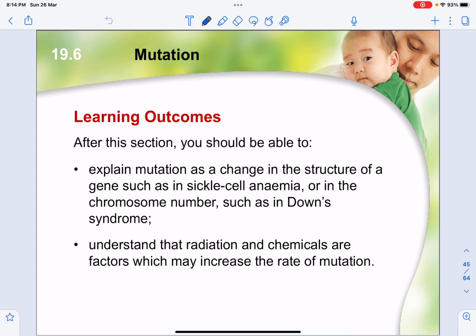Okay, so today we'll be talking about mutation and selection. So over here we'll be learning about mutation as a change in the structure of a gene and also mutation in the form of the number of chromosomes. So in your syllabus, there's only two types that you need to know. For the gene, it will be sickle cell anemia, while for the chromosomal number it will be Down syndrome.